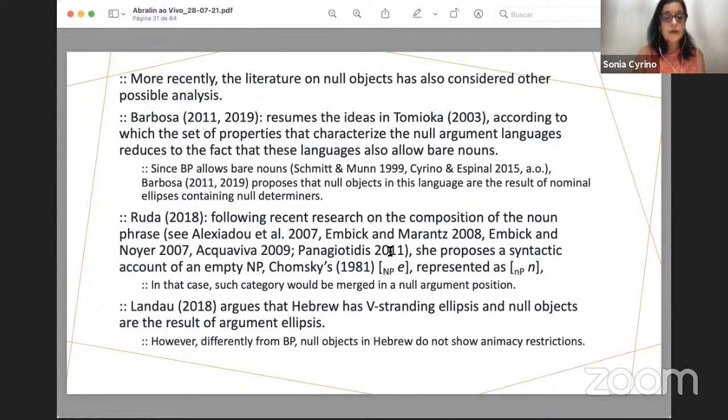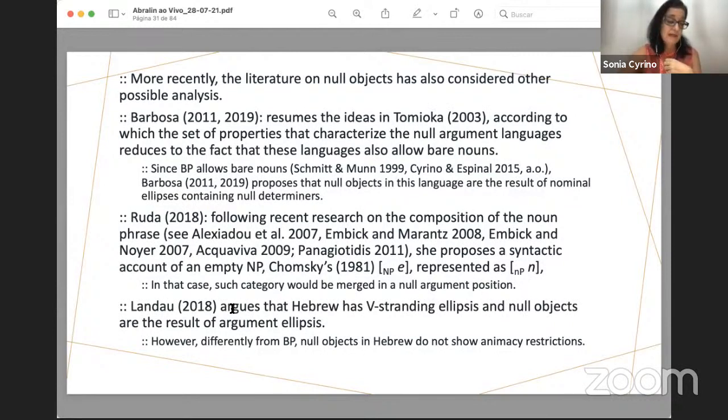Additionally, Ruda in 2018 follows this research on the composition of the noun phrase and proposes that this empty argument is an empty NP, what Chomsky called an NP that is empty. And she represented this as a little NP with a little N that doesn't have any phonetic content. And then in this case, this category would be merged in a null argument position.